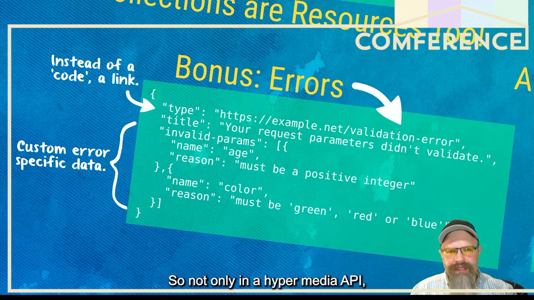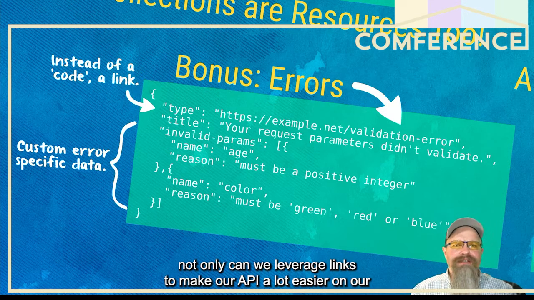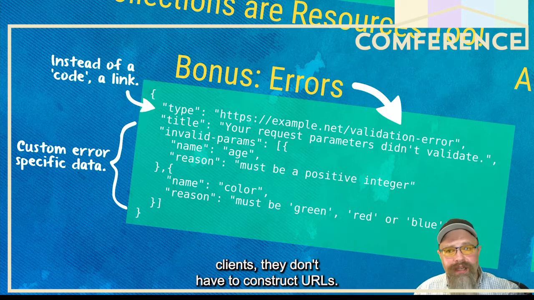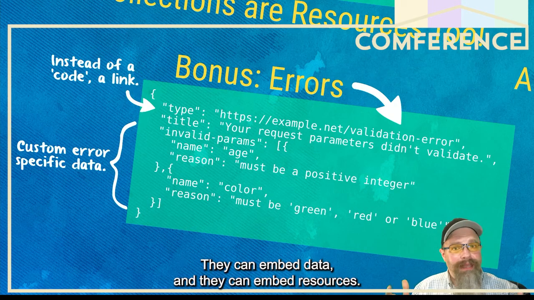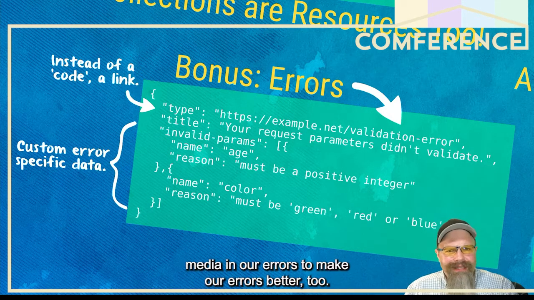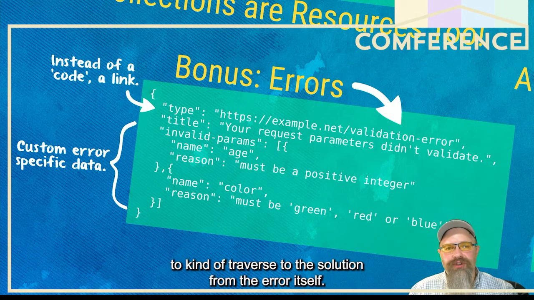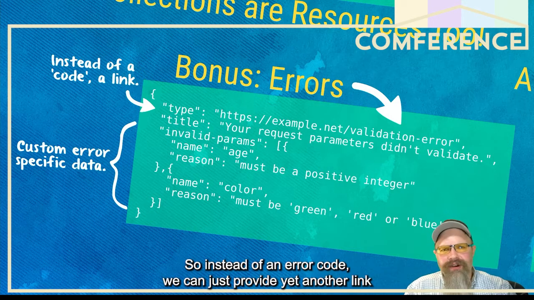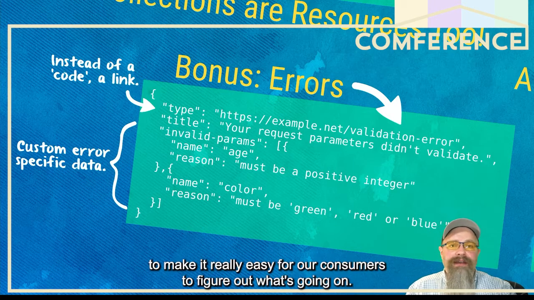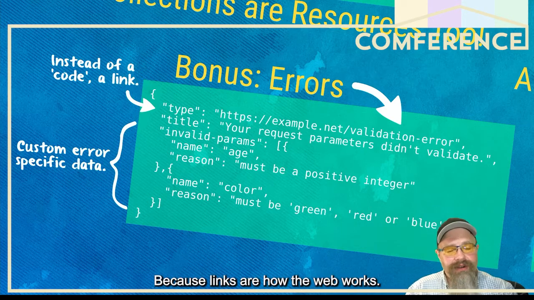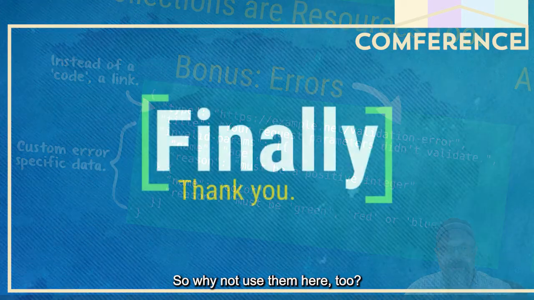So not only in a Hypermedia API can we leverage links to make our API a lot easier on our clients, so they don't have to construct URLs. They can embed data and they can embed resources, but we can also use the concepts of Hypermedia in our errors to make our errors better too, and say, hey, we're going to allow you to traverse to the solution from the error itself. So instead of an error code, we can just provide yet another link to make it really easy for our consumers to figure out what's going on, because hey, links are how the web works. So why not use them here too?